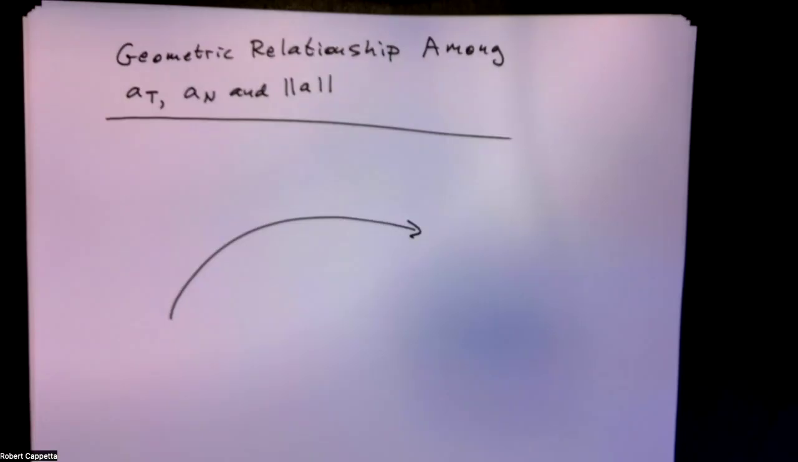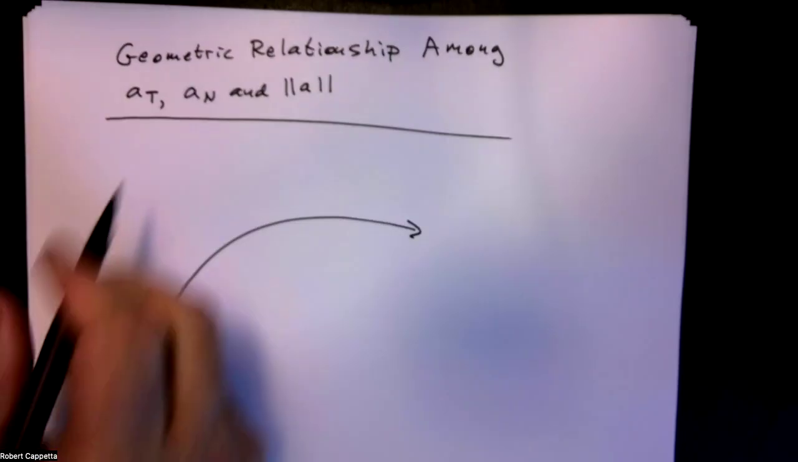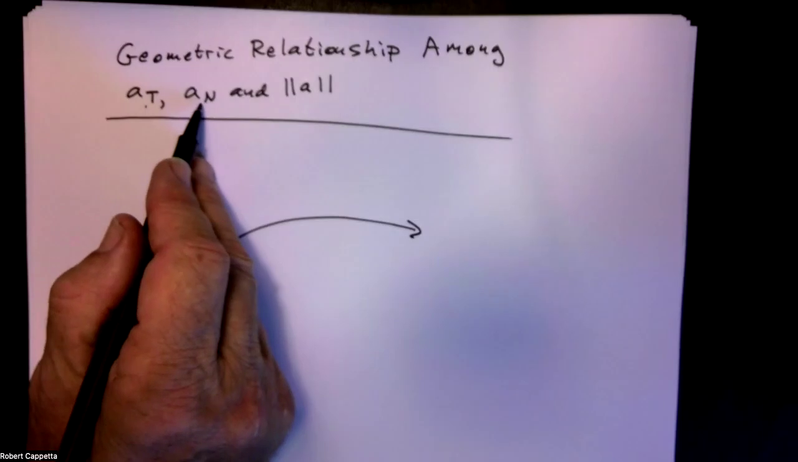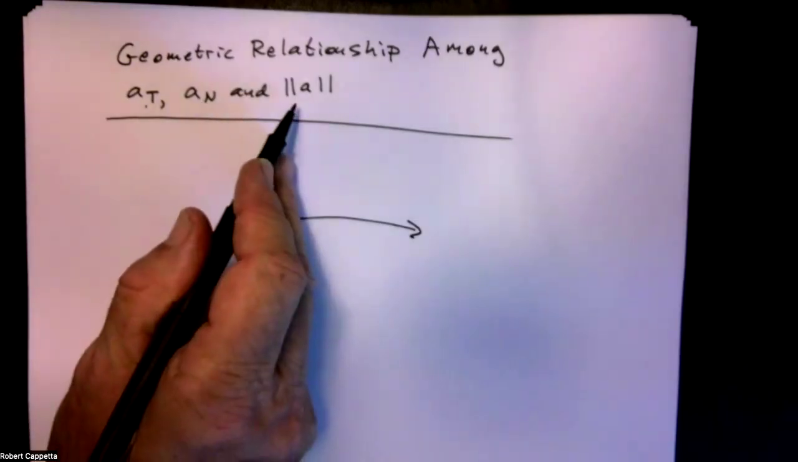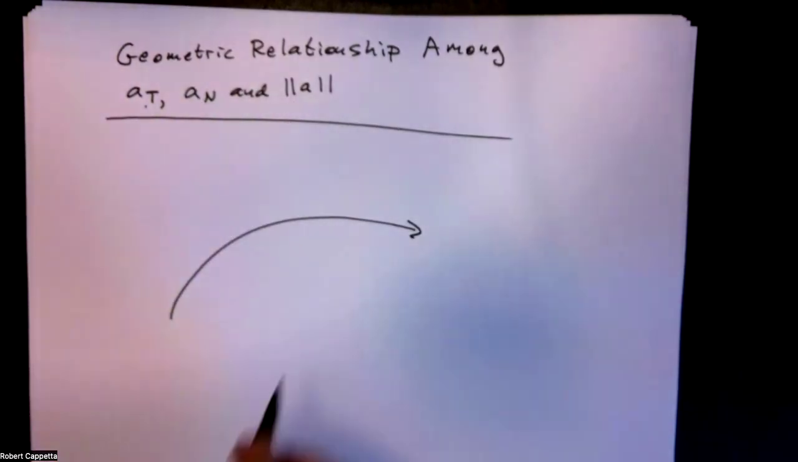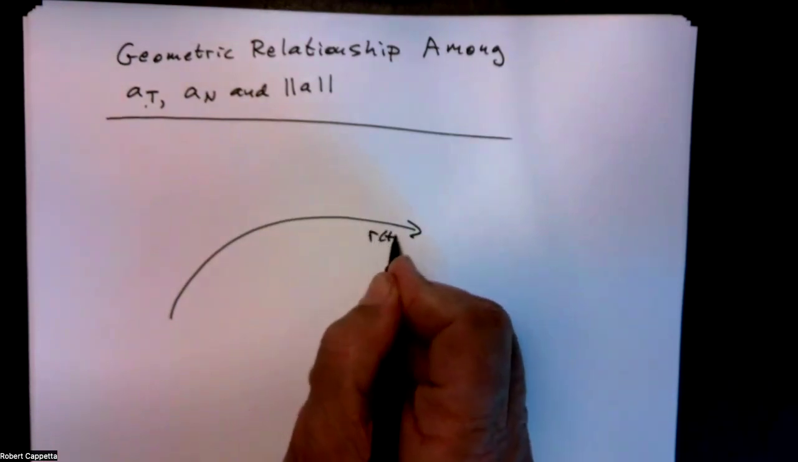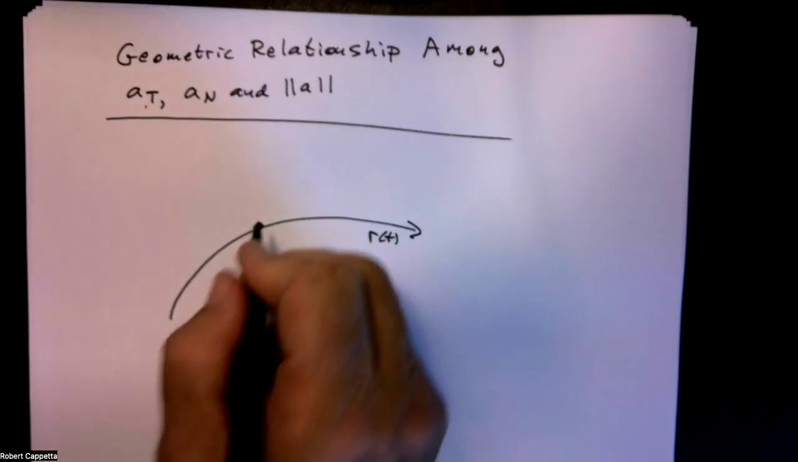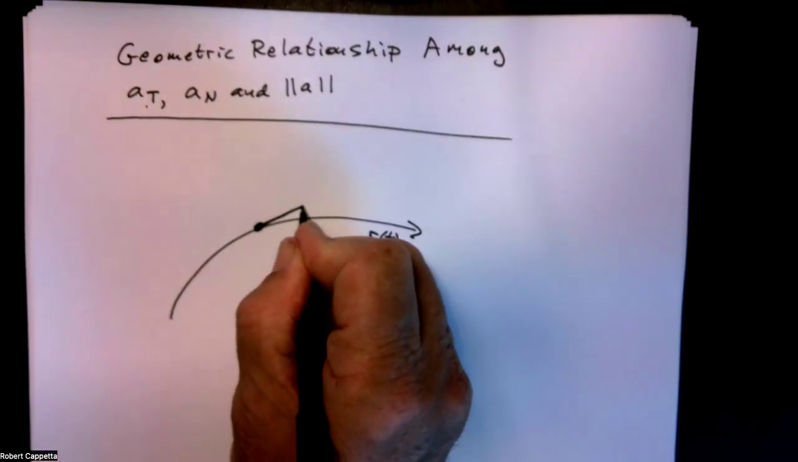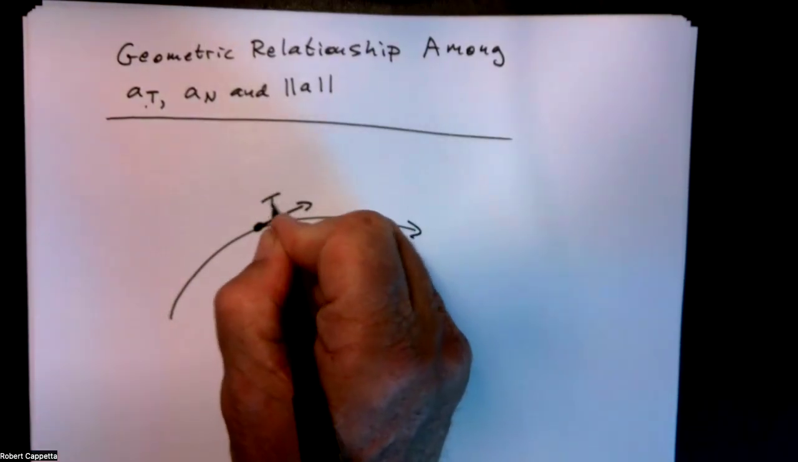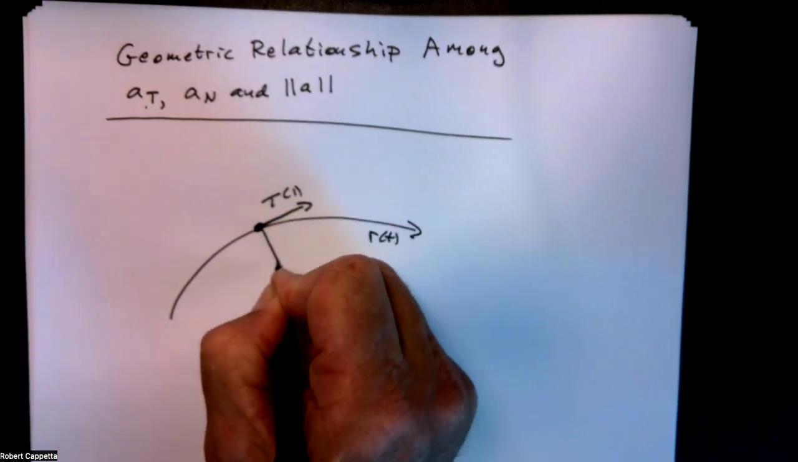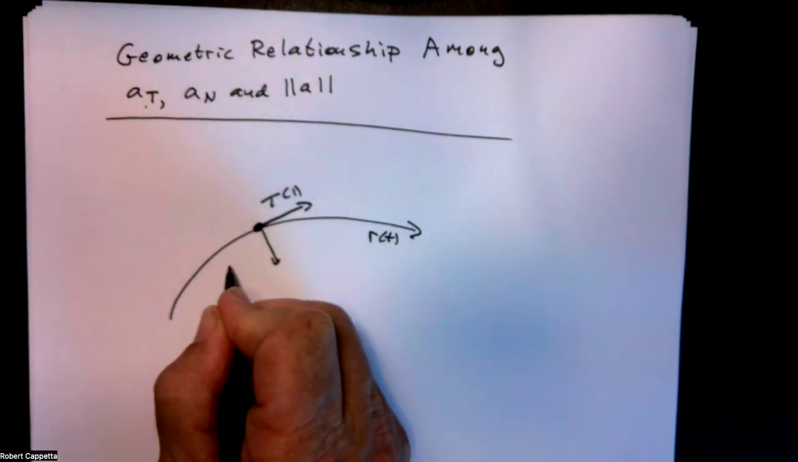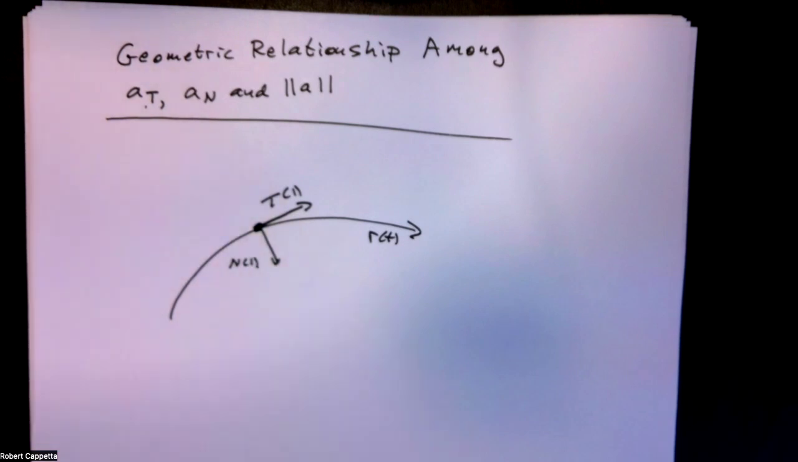Here we're going to look at the geometric relationship among the tangential component of acceleration, the normal component of acceleration, and the magnitude of the acceleration. So a function here, r of t, this value will be r of 1, and I want to construct the unit tangent at 1 and the unit normal at 1. And then I want to draw in the acceleration.